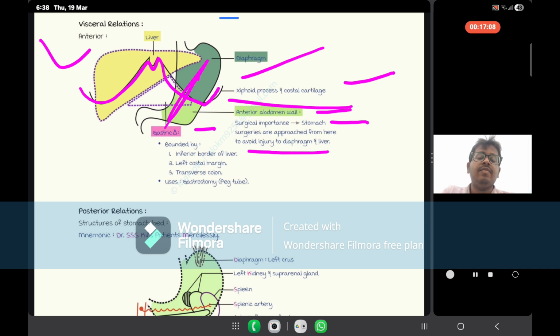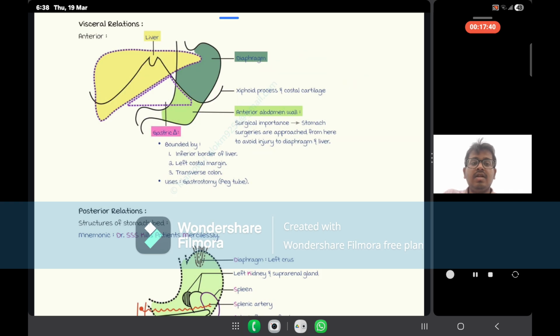Why should there be no problem to the diaphragm? The reason is that if any cut is made on the diaphragm, it can hamper the respiratory system. So it is very important that we should not harm the diaphragm, because the diaphragm is very important for respiration. Again, the surgical importance to the stomach: surgeries are approached from here to avoid injury to the diaphragm and liver. So the surgery is done through the anterior abdominal wall from here.